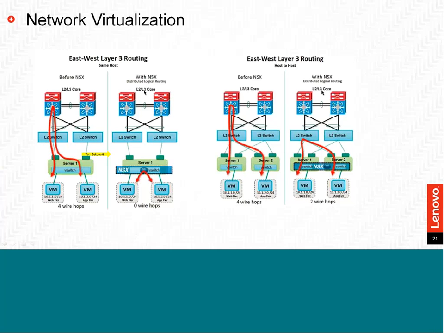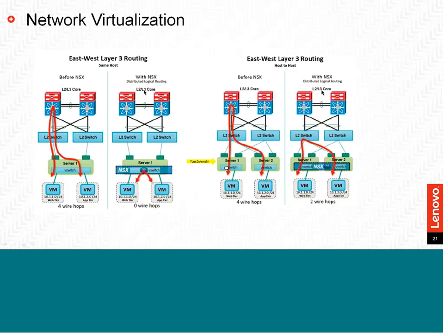The next example over here shows VMs on two different servers. Same idea. I've got to go up to some kind of router type device and then back down to the second VM. And in this, the arrows are like this, it's not just the first packet or the first communication.